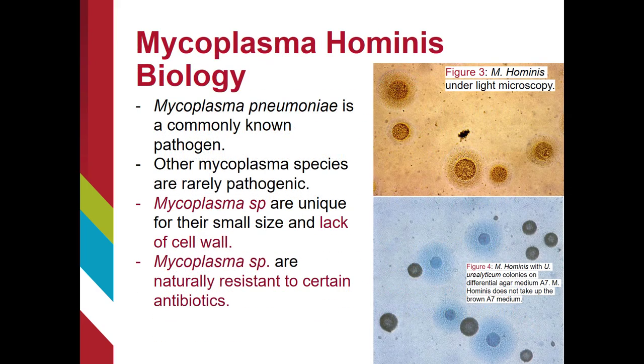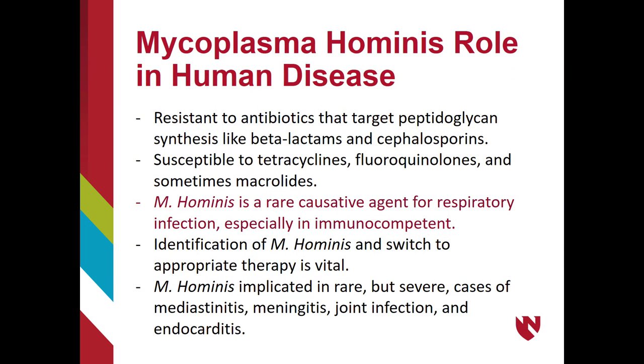Among Mycoplasma species, we are much more familiar with Mycoplasma pneumoniae as an etiology of atypical pneumonia, but other Mycoplasma species are uncommon etiologies of human disease. Mycoplasma are unique in their small size and lack of cell wall. Their lack of cell wall naturally makes them resistant to antibiotics that use that as the mechanism of action. Specifically, they are resistant to all antibiotics that target peptidoglycan synthesis, which includes all beta-lactams and cephalosporins.